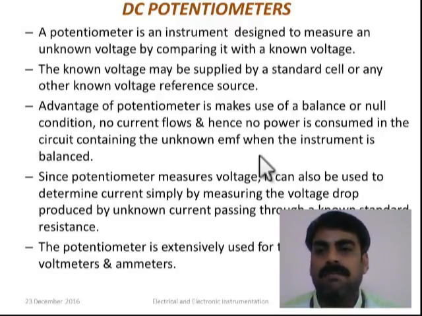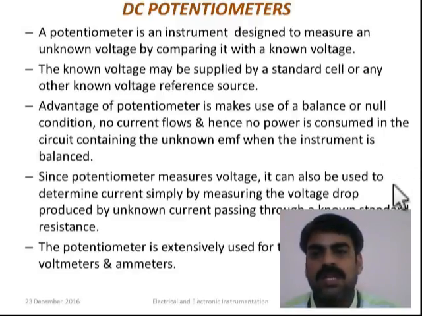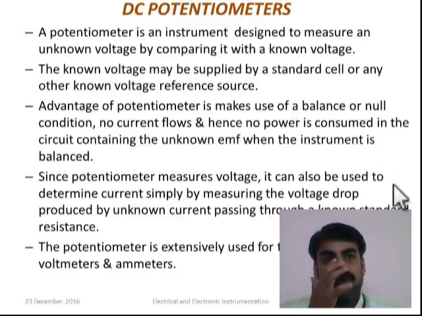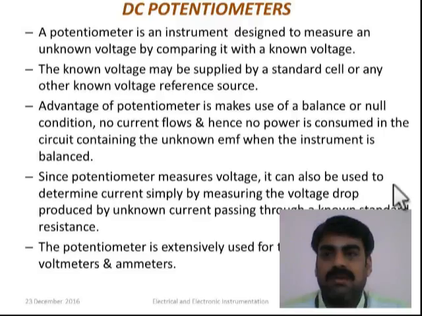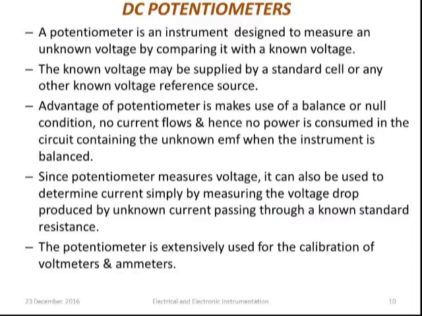Since the potentiometer measures voltage, it can be used to determine current simply by measuring the voltage drop produced by the unknown current passing through a known standard resistance. This is one of the applications, and we will have a detailed discussion on this later. As I said earlier, the potentiometer is extensively used for the calibration of voltmeters and ammeters. Even wattmeters can be calibrated using a potentiometer.